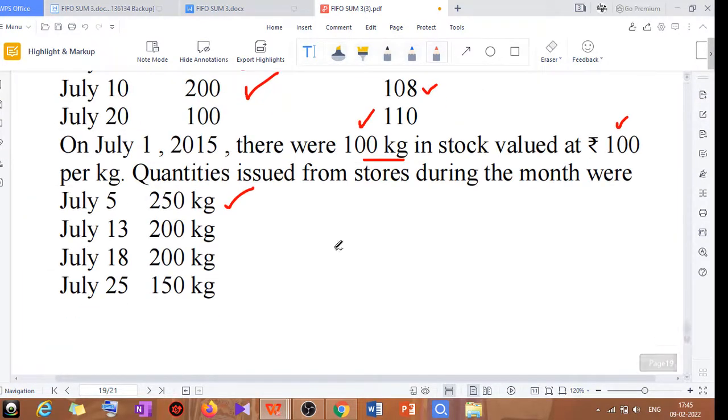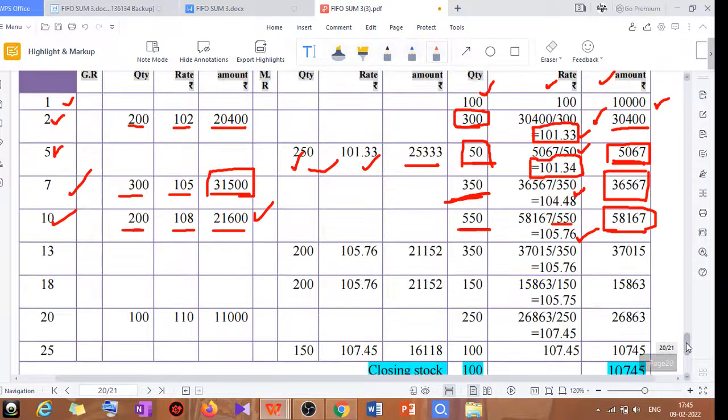On 13th, now there is an issue of 200 kg. Now write it under issue column 200 units. What about the price? Price you should take here. What is the price available? That is 105.76. So 105.76 multiply it. That is 200 into 105.76. So make it approximation. You will get 21,152. Clear? I hope it is clear to you.